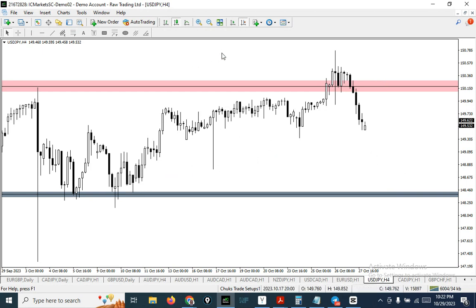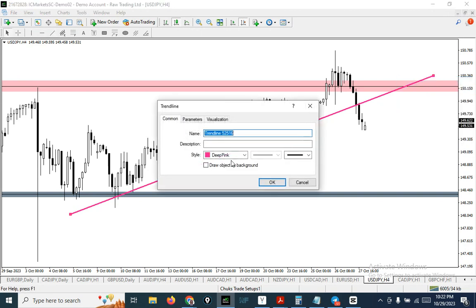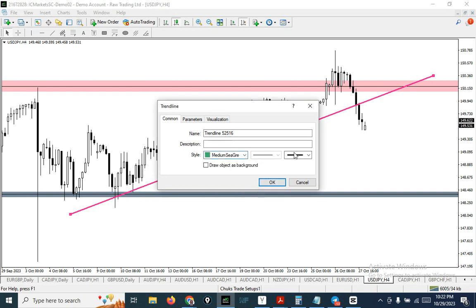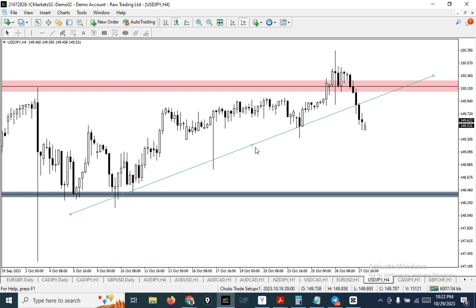So let me show you another thing I can do with any of these tools, like the trend line tool. Let me draw the counter trend line here. I want to change the color. I don't like that color. I want to change the thickness of the line. I like this color. So this is my trend line.